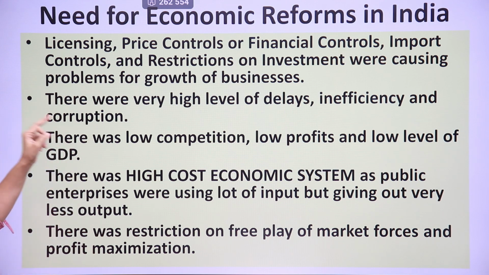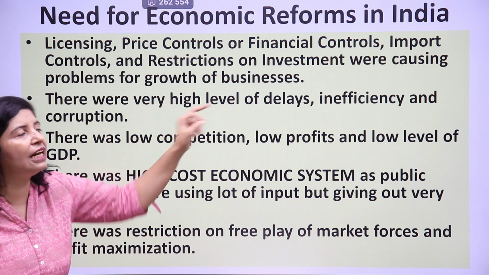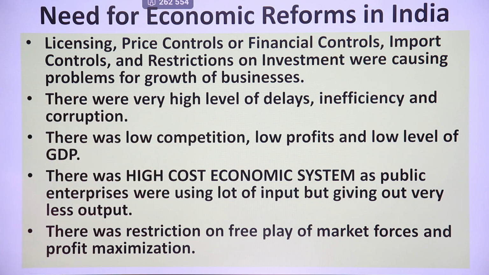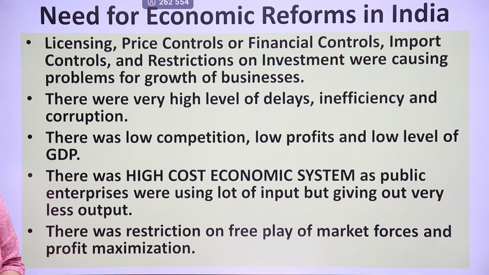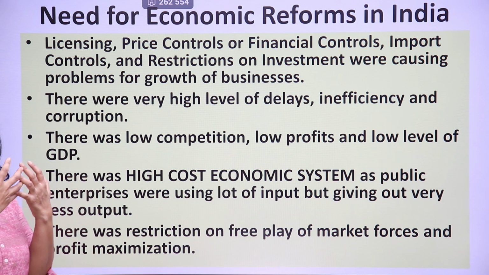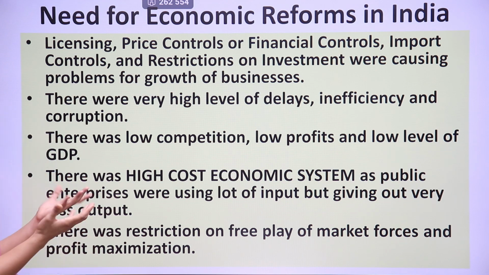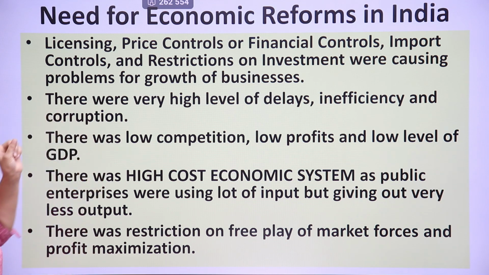Then another cause was very high levels of delays, inefficiency and corruption in India. Whenever you wanted some license, permits, or you wanted your quotas to be sanctioned from government officials, they would demand a bribe from you. You had to grease their palms, you had to give a hefty amount of money so that they could provide you permits or licensing. So this was corruption that was leading to nepotism and bureaucracy in India. So it was leading to a lot of pressure on the private sector and other sectors.